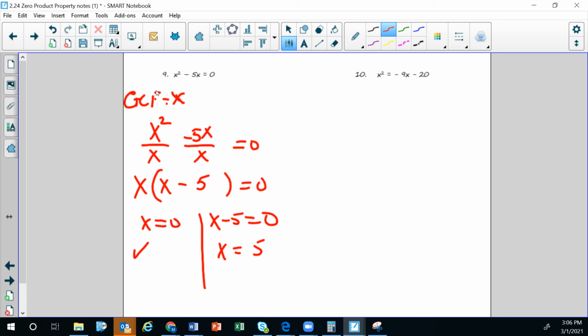On number 10, if you notice now, I have two terms on the right. So I need to get those two terms over to the left side. I need to get the 9x and the 20 onto the left side of the equation. Therefore, to do that, I'm going to add a plus 9x. If I add a plus 9x on the right side, I also have to add a plus 9x on the left side. And then I'm going to have to add a plus 20 on the right side and also a plus 20 on the left side.